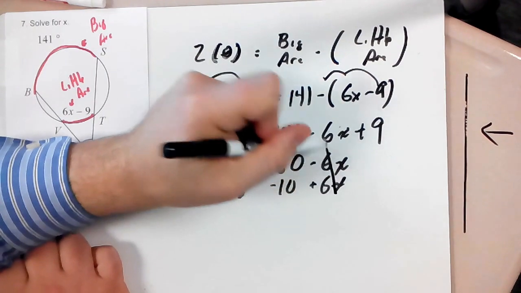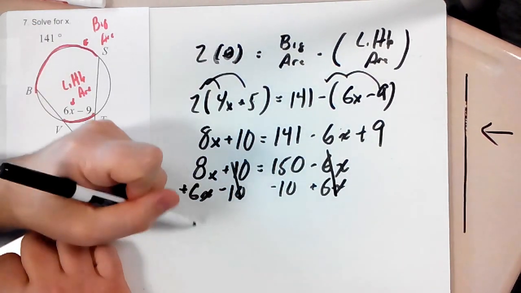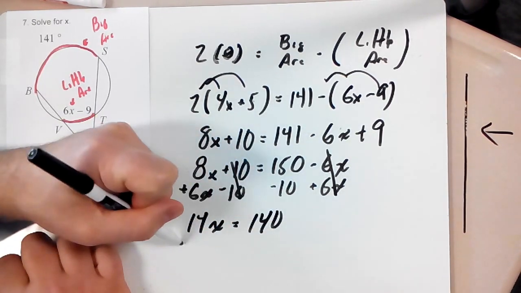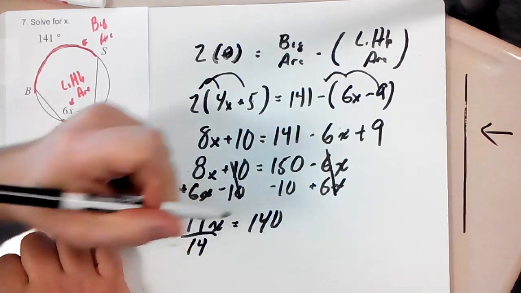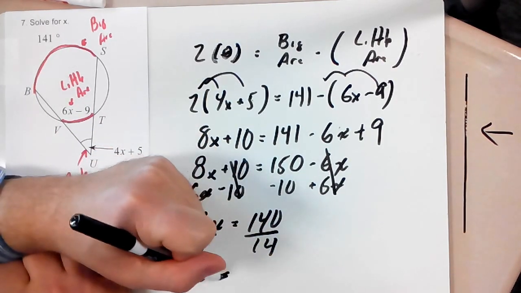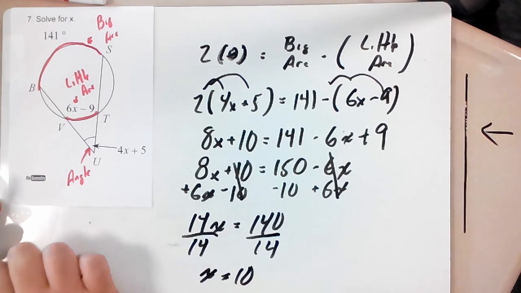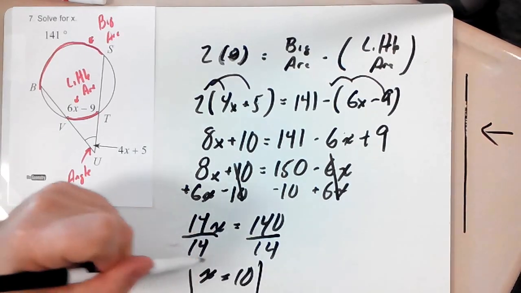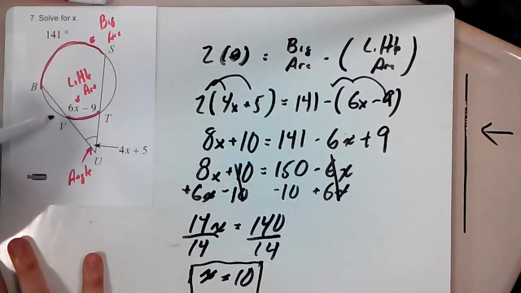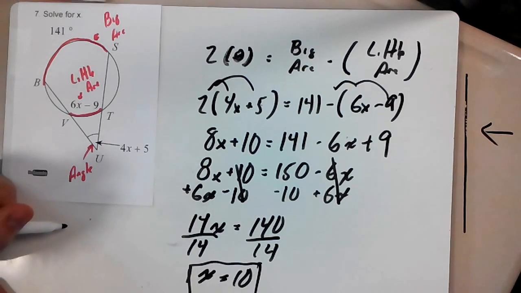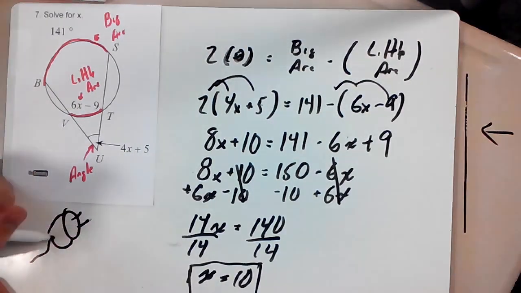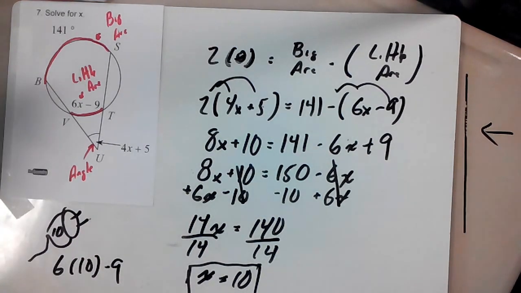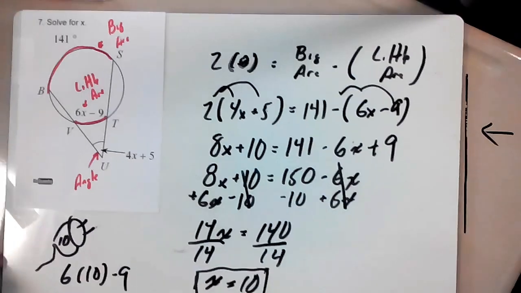Now, as you guys should know, you don't have to do it that way, but it'll make life a little easier. So now this is 14x, and this is 140. So I divide by 14, and I get x equals 10. Okay, now it wants me to solve for x. That's what I did. I am done. If it asked for an arc, say VT, I would just plug that in. So let's just say it asked for arc VT. I'm going to plug in the 10 and solve the problem. Here I don't have to because it says solve for x.